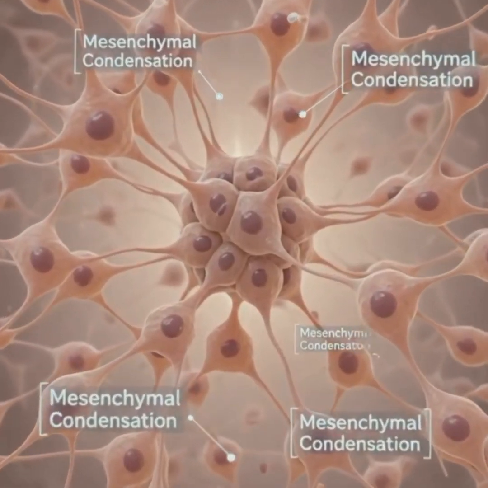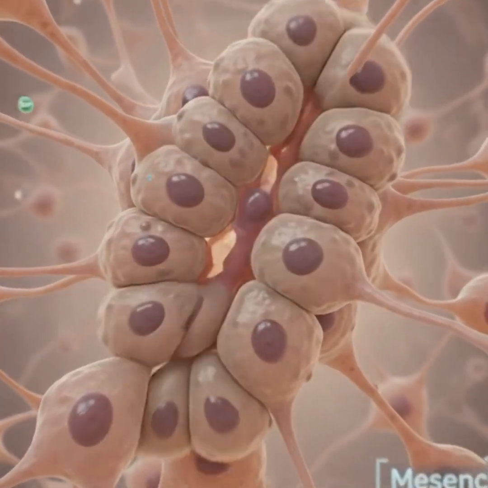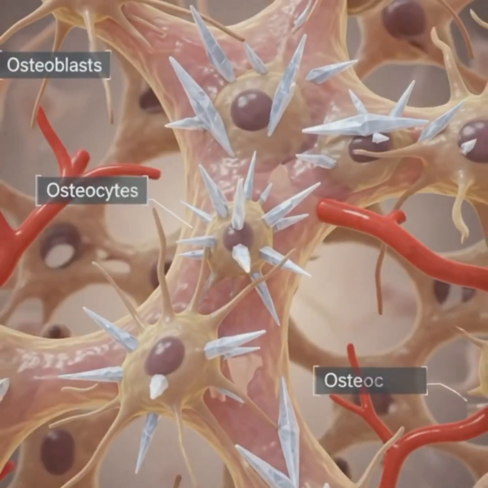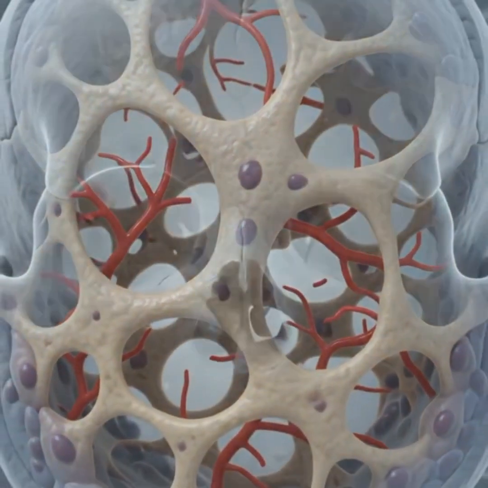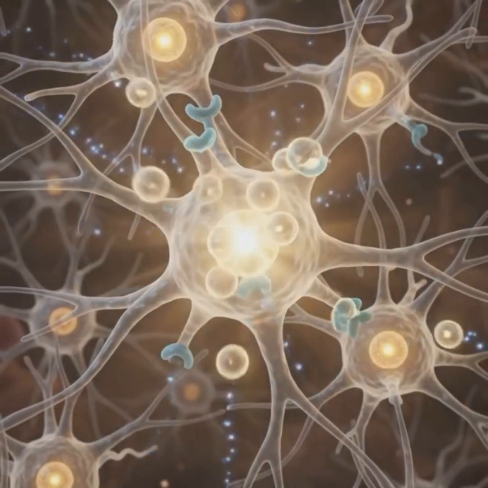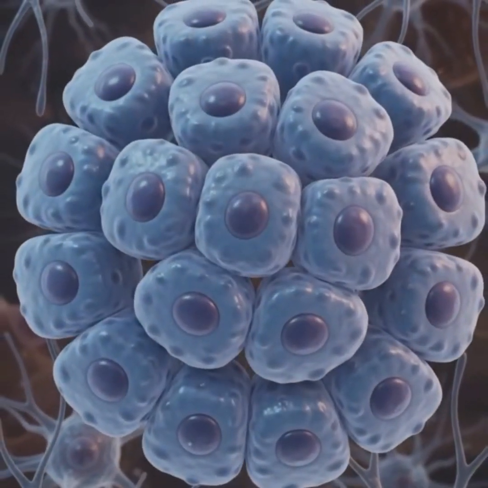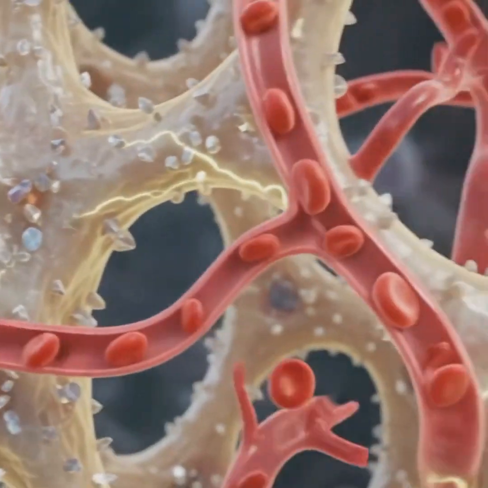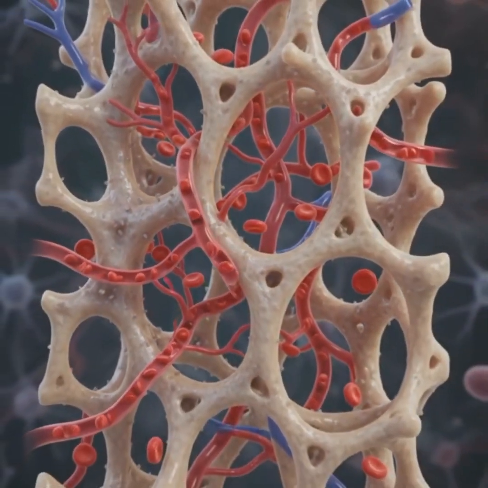Intramembranous ossification involves direct bone formation. Mesenchymal cells condense and differentiate. Osteoblasts secrete osteoid without a cartilage model. This forms our flat bones. Bone morphogenetic proteins stimulate mesenchymal cells. This expresses the master transcription factor RUNX2, committing them to the osteoblast lineage.